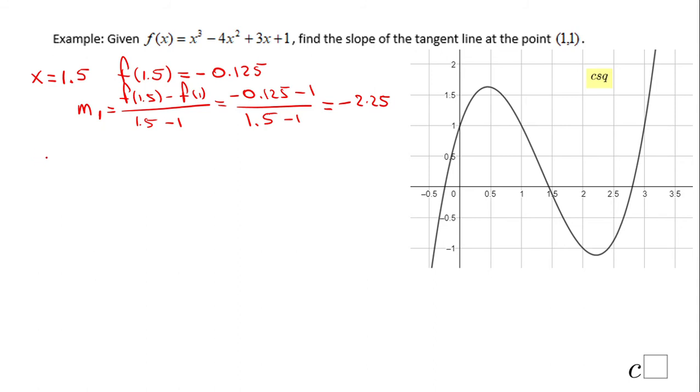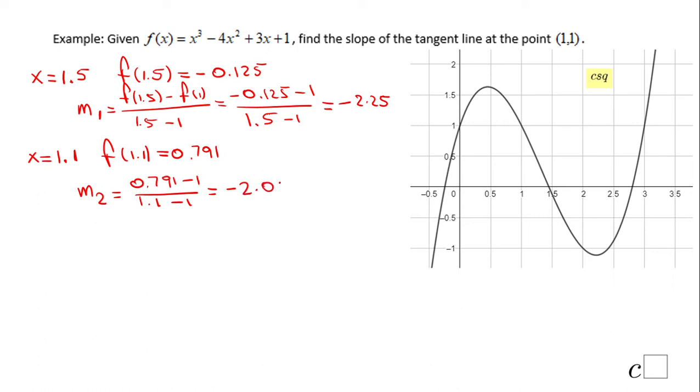because I'm going to go and find the slope of the line that goes through (1, 1) and (1.1, f of 1.1). So you notice I go closer to my given point, which has the x coordinate of just 1. The value of the function at 1.1 is 0.791. I'm going to use the same method and I'm going to end up with 0.791 minus 1 over 1.1 minus 1. And if I evaluate this expression, I get negative 2.09.